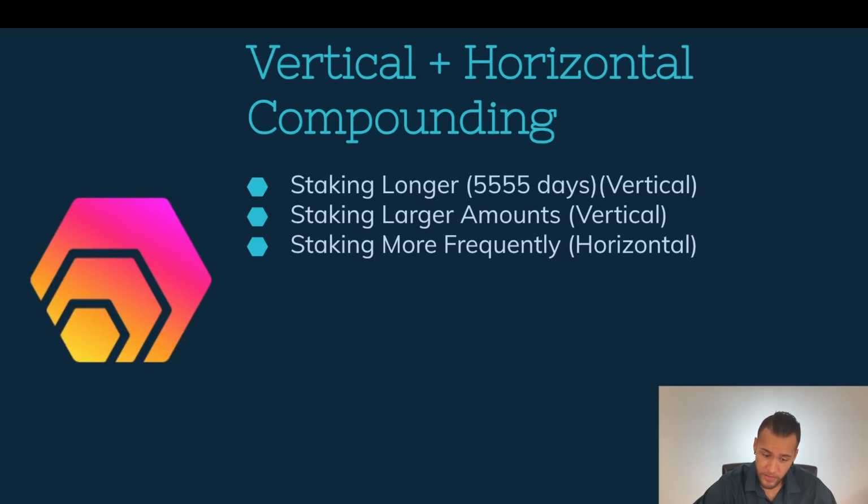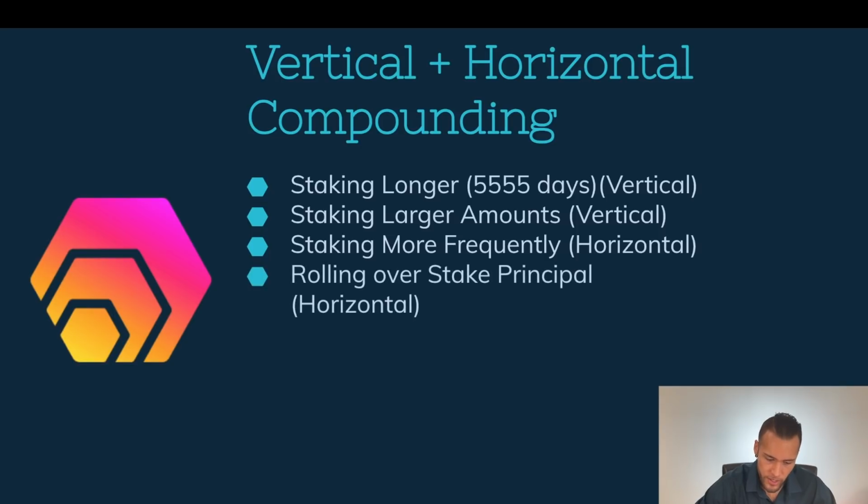Staking more frequently is an example of horizontal compounding, because if you stake more frequently, that gives you more opportunity to cash out in the long term. If you do it more times, over the course of time, you're also compounding. Another way to horizontally compound is rolling over your stake principal. So if you stake 1 year, the next year you'll be eligible to unstake that first initial stake.